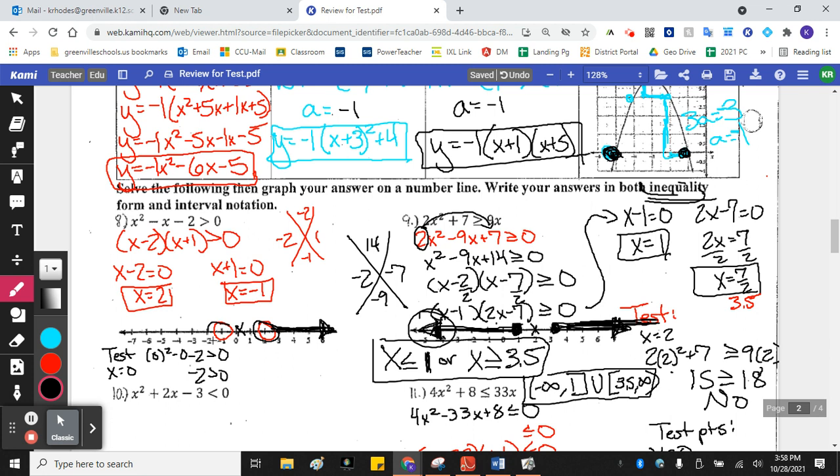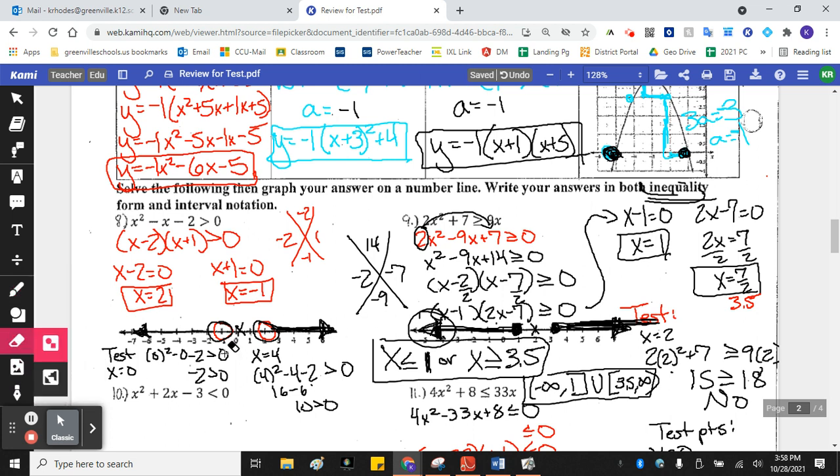If you tested another point like 3 or 4, I tested 4. 4 squared minus 4 minus 2 is greater than 0. 4 squared is 16 minus 6. 10 is greater than 0. And it is. 10 is greater than 0. So that's why over here at 4 is part of our answer.